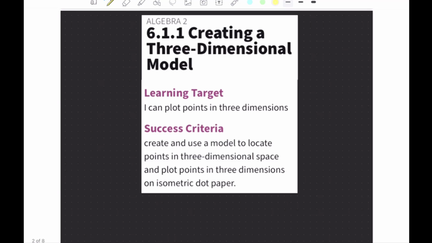So today we get to start off with 6-1-1, creating a 3-dimensional model. So we're going to learn how to actually plot in those 3 dimensions. So we get to create a model. Look at this little guy. We get to create. Woo! And this will help us in making our 3-dimensional little spaces, and then be able to plot some points and have fun with it.